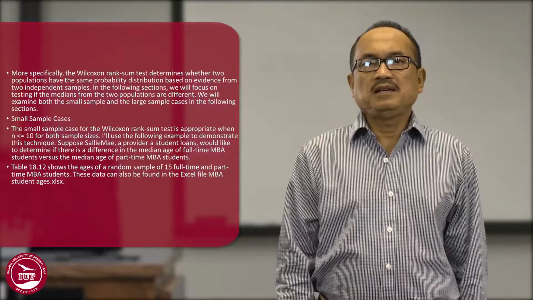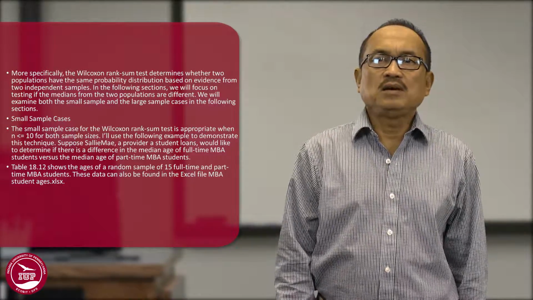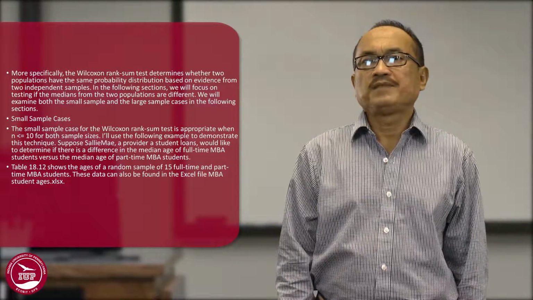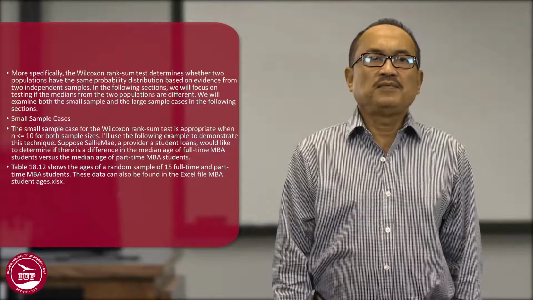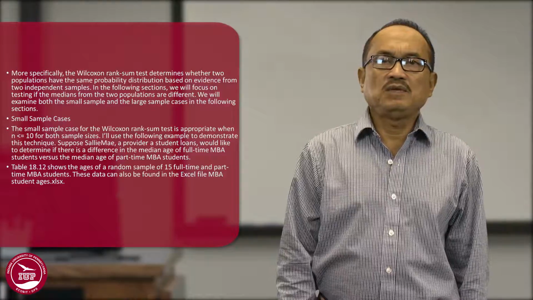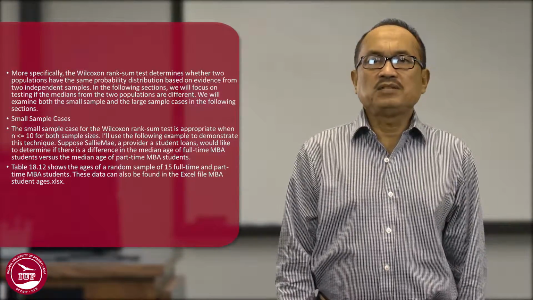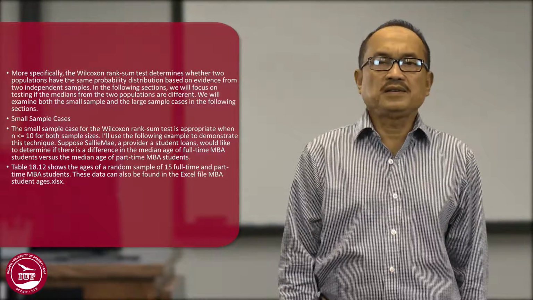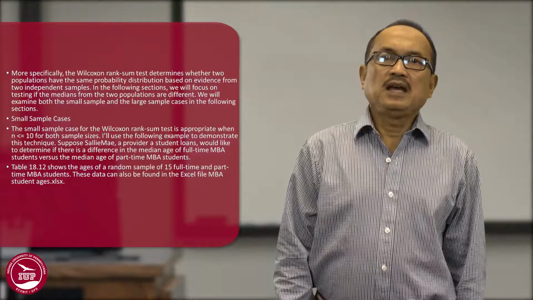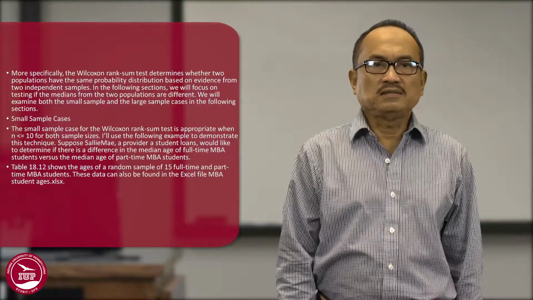More specifically, the Wilcoxon rank sum test determines whether two populations have the same probability distribution based on evidence from two independent samples. In the following sections, we will focus on testing if the medians from the two populations are different. We will examine both the small sample and large sample cases.